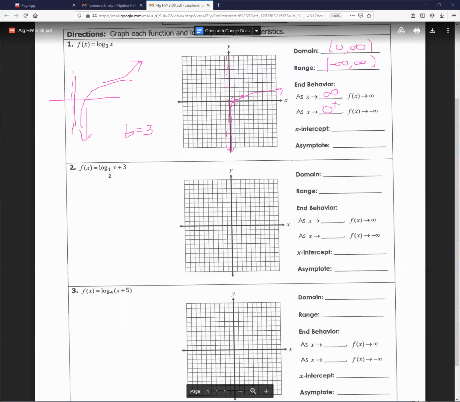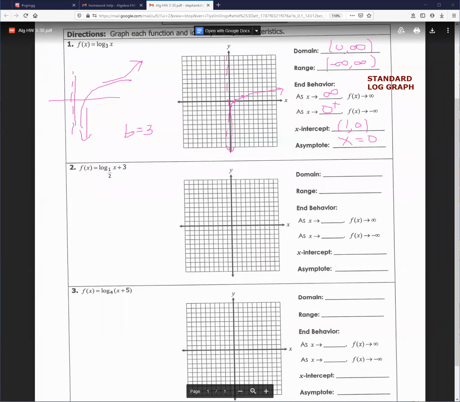X-intercept. So we have a 0 along the x-axis at 1. And our asymptote is going to be on the y-axis itself. That is x equals 0. So this, again, is a standard log graph right here. If you have nothing weird happening, these are the results you should expect.